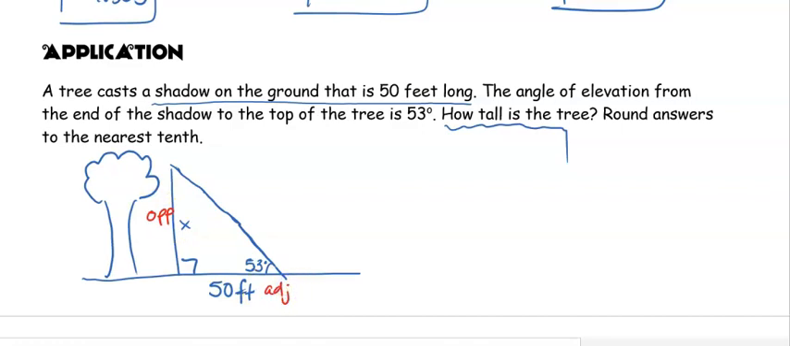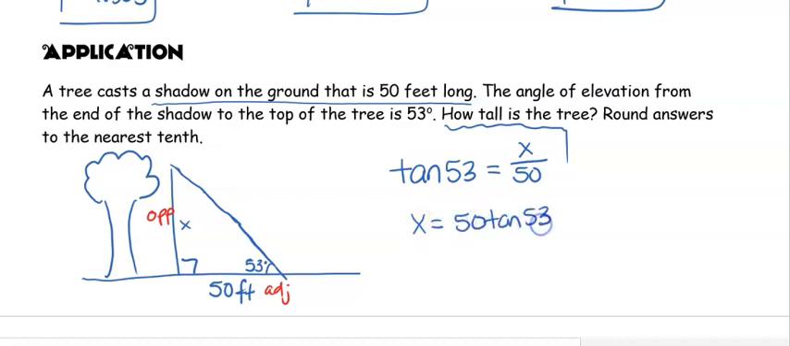So I think about which trig function relates opposite and adjacent. You do have two options, tangent or cotangent. Just because we learned all these 6 new trig functions doesn't mean we have to use cosecant and secant and cotangent. I'm going to go old school. Opposite over adjacent is tangent. So we have tangent of our angle measure is equal to the opposite side over the adjacent side. Again, this is 100% geometry review. To solve for x, that becomes x equals 50 times the tangent of 53.